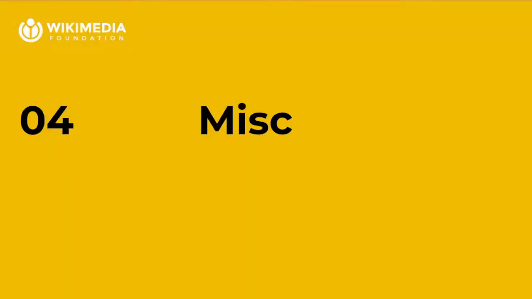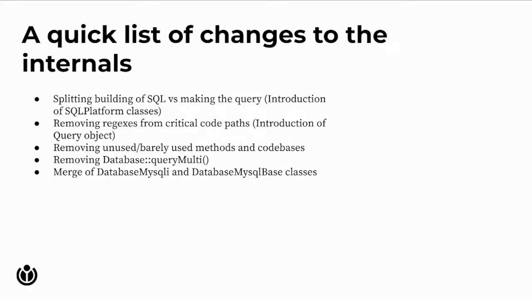And the last part is some miscellaneous changes that we have been doing. These are lots of work, but they are internal to what we have been doing inside the RDBMS library. It's not really impacting others, so I'm not going deep into those. But the first thing that we did: we split the database class into two. One is called the SQL platform, which is responsible for building SQL. That dropped the complexity score of the RDBMS database class from 1,000 to 600, which used to be the most complex class of MediaWiki core, but now it's like the fifth.